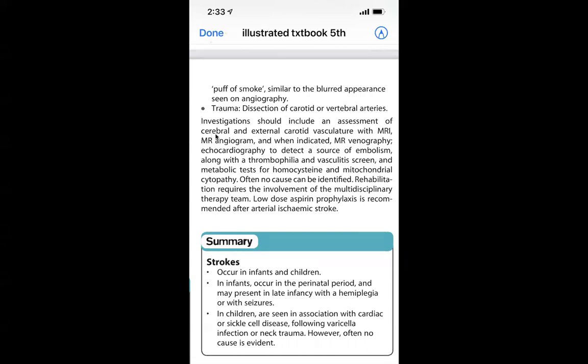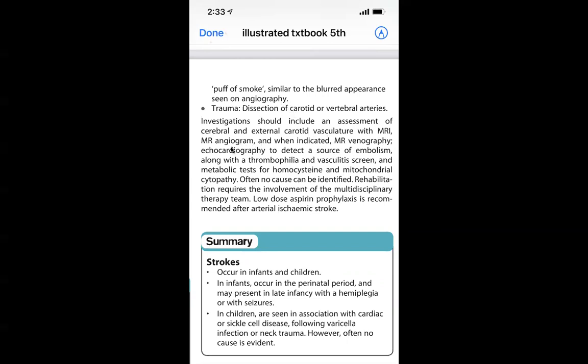Investigation should include an assessment of the cerebral and external carotid vasculature with MRI and MR angiogram. And when indicated, MR venography and echocardiography to detect the source of embolism, along with a thrombophilia and vasculitis screen. So this case is stroke for evaluation. You have to do all this workup in this case.